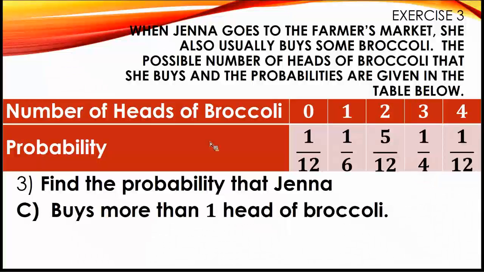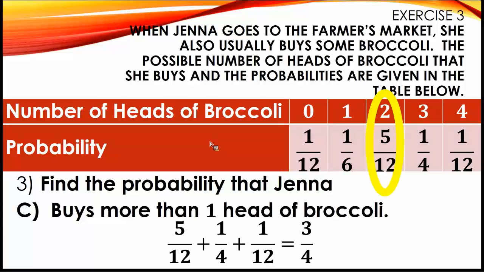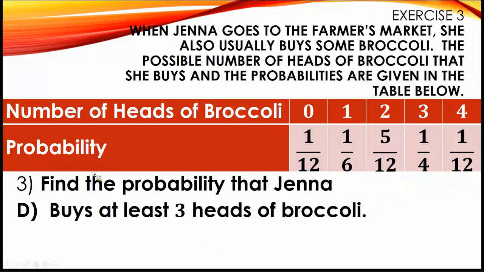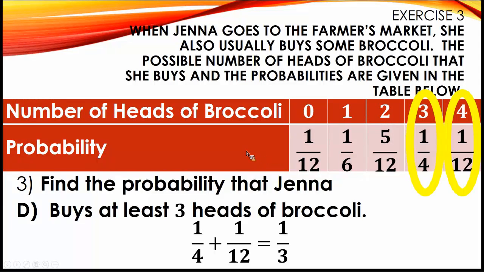Find the probability that Jenna buys more than 1 head of broccoli. Well, we take 5/12, add 1/4, add 1/12, and we get 3/4. Find the probability that Jenna buys at least 3 heads of broccoli. So the values that we're looking at are 3 and 4 because we want at least 3 heads. So we're looking at 3 heads or 4 heads of broccoli. So 1/4 plus 1/12 and we get 1/3.